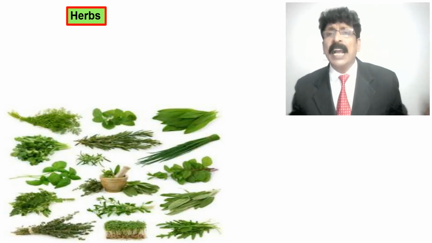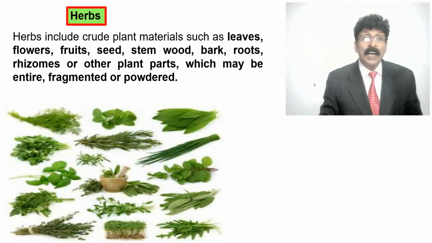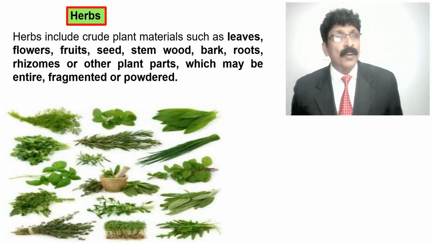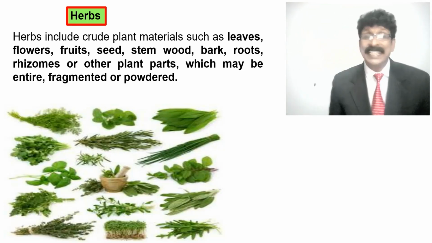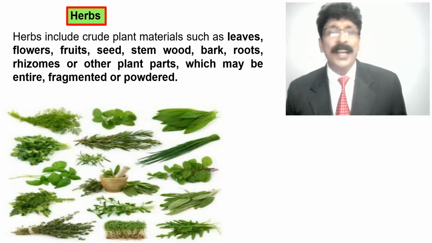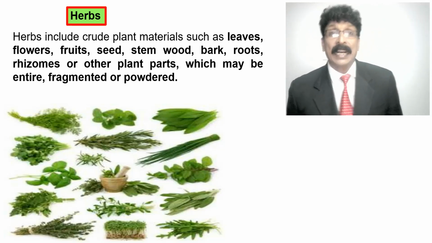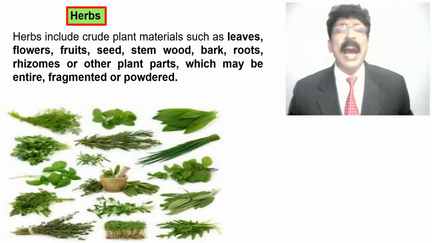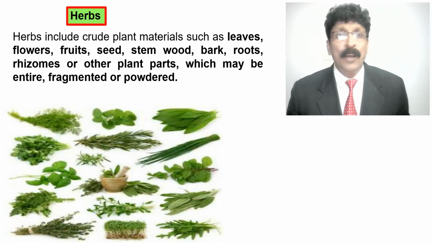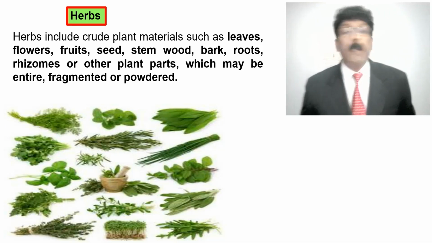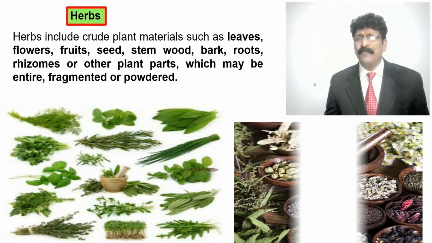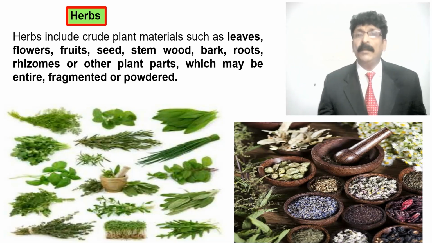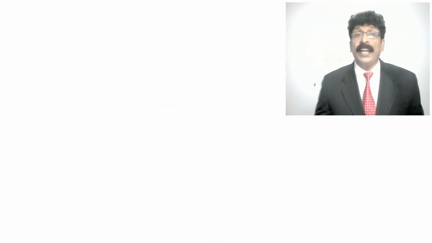So you see here, herbs. They are asking, define herbs. Herbs include crude plant materials such as leaves, flowers, fruits, seeds, stem, wood, bark, roots, rhizomes, or other plant parts, which may be entire or fragmented, or even powdered. So that's a definition, very simple. A student can write what a herb is, define herb. You should write this definition very clearly.